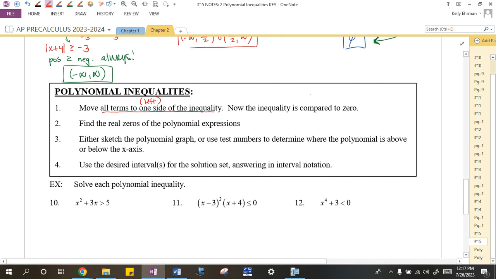That means greater than 0 is like, when are you above the x-axis? Because we're going to be sketching graphs. Less than 0 is, when are you below the x-axis?